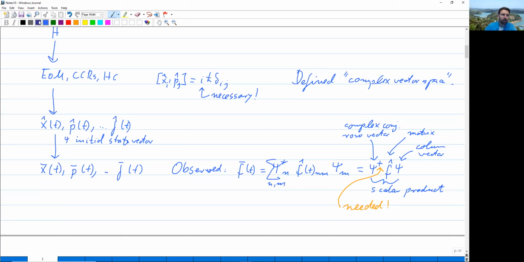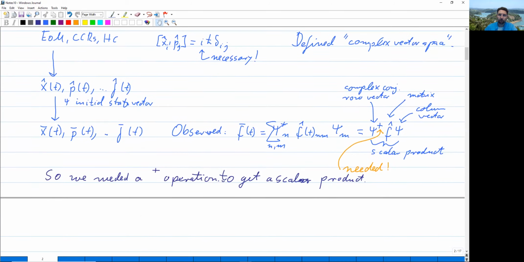So we needed a Hermitian conjugation operation in order to get a scalar product, to get a scalar. Oh, so difficult to write when one cannot see what one is writing right away. Okay, so that's what we did.